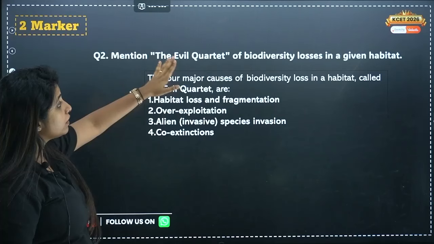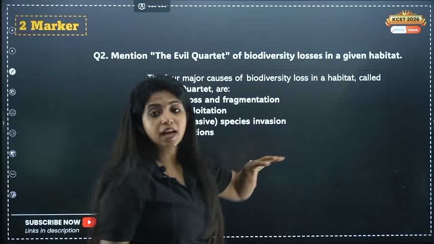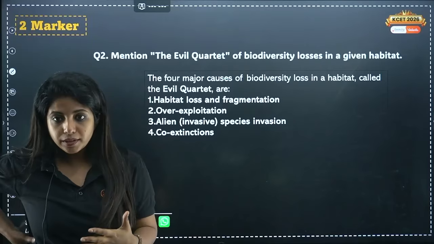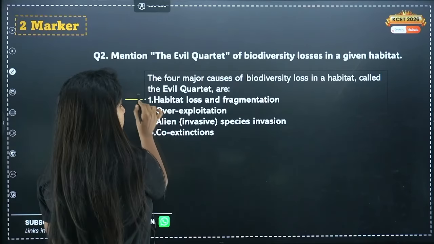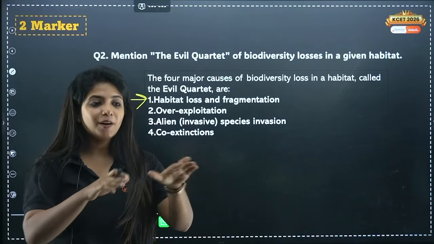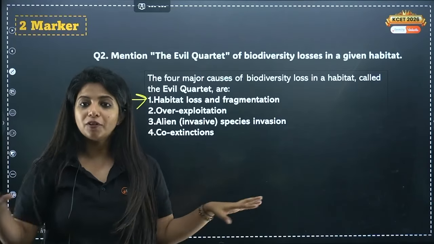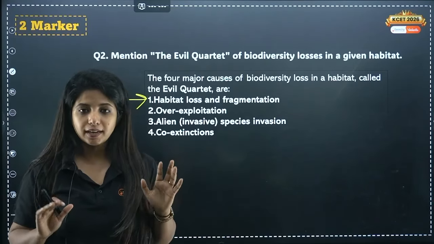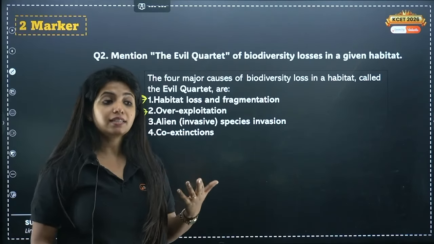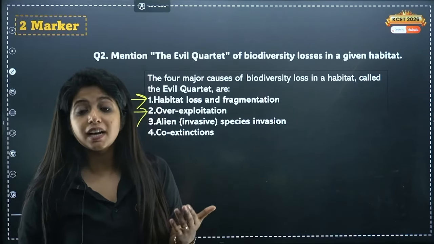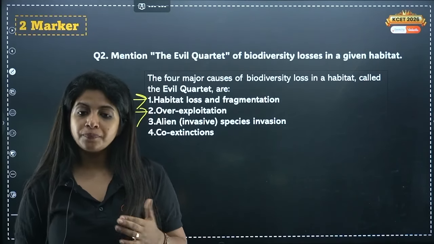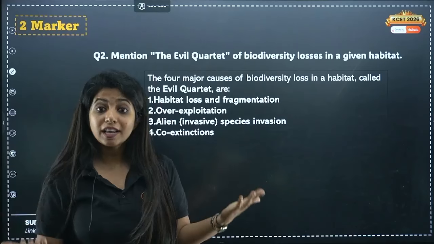Now, mention the evil quartet of biodiversity losses in the given habitat. There are 4 reasons why biodiversity loss is happening. One is habitat loss and fragmentation, where we are not allowing organisms to stay upright. We go to the area, deforest it, and cause fragmentation. Next is overexploitation. We are killing organisms. The best examples are the extinction of Steller's sea cow of Russia, and also, my dear children, the passenger pigeon. Both of them got extinct because of overexploitation.